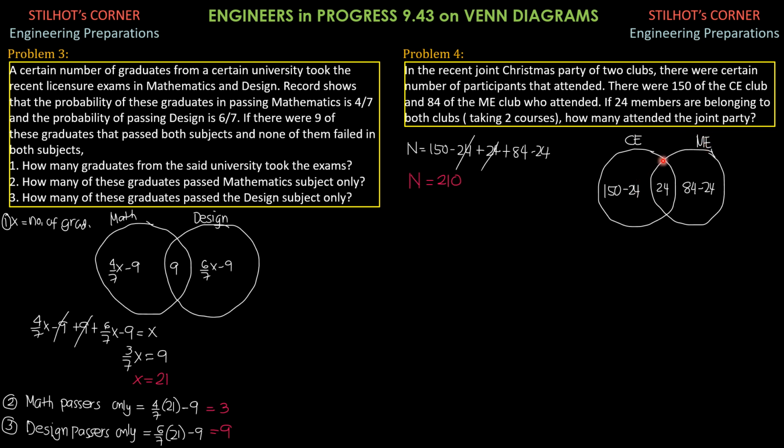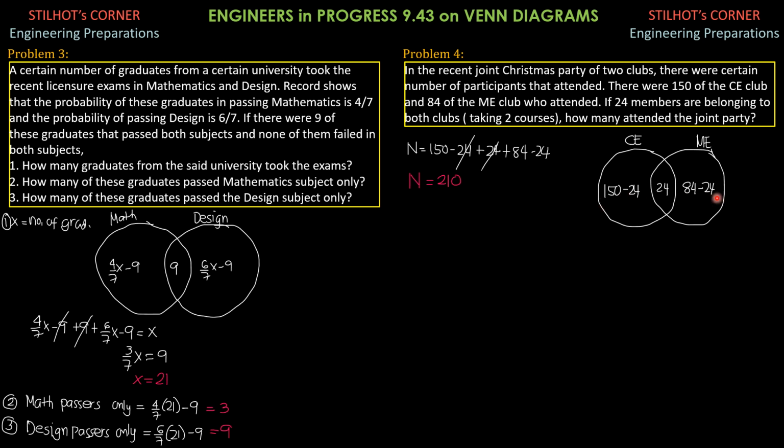So we have to draw diagrams, circles. This is the CE group, ME group, and it was mentioned that 24 members belong to both. So put 24 here, and there were 150 of the CE club members. Therefore, exclusive members of the CE is 150 minus 24, and 24 members belong to both, and 84 members of the ME club. So therefore, exclusive ME members only would be 84 minus 24.